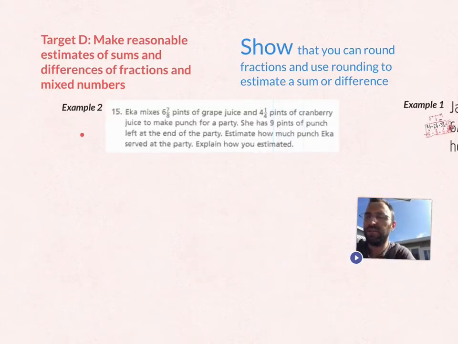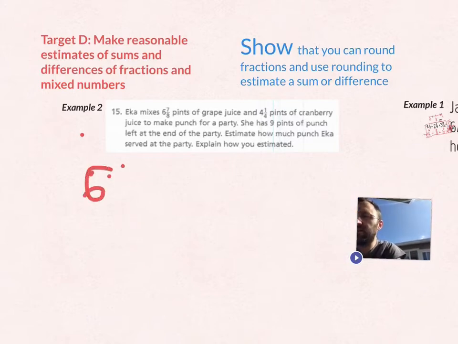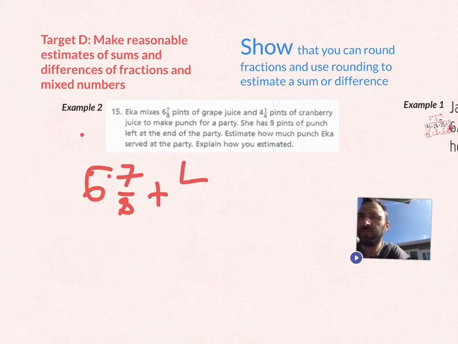Alright, and here's another one. This one you can actually find on your pretest, which is in your SAB, or you can just write it in your notes. It says Ika mixes 6 7/8 pints of grape juice and 4 1/4 pints of cranberry juice to make punch for a party. So she's mixing them together. That means she's adding. She has 9 pints of punch left at the end of the party. Estimate how much punch Ika served at the party.